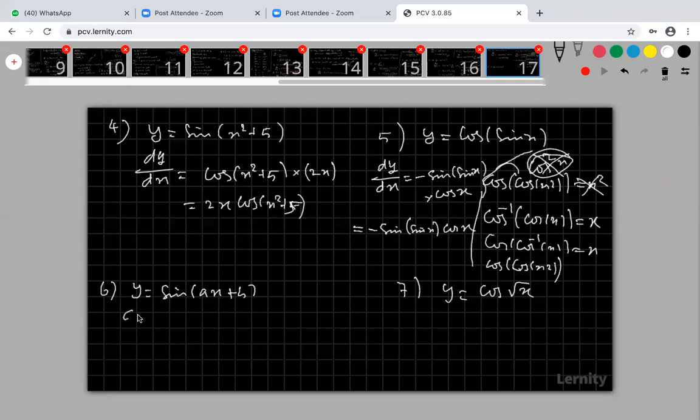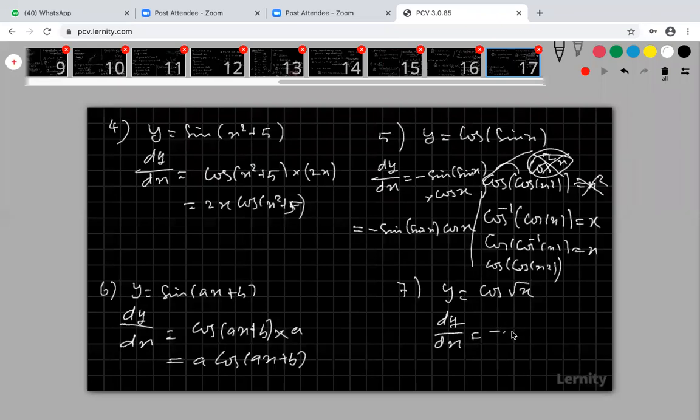What about this dy by dx? Sine of ax plus b. This is cos of ax plus b into, in this ax plus b, differentiation is a only, because x differentiation is 1, b differentiation is 0. So therefore a cos of ax plus b. Some students are multiplying this a here. It is not correct. So don't multiply.